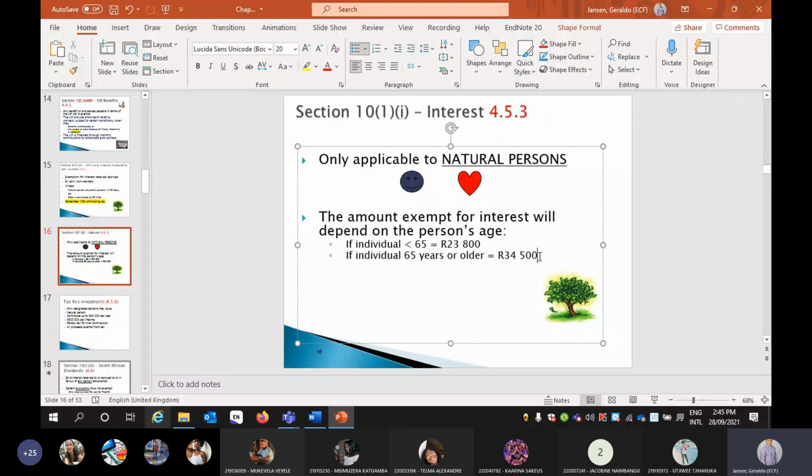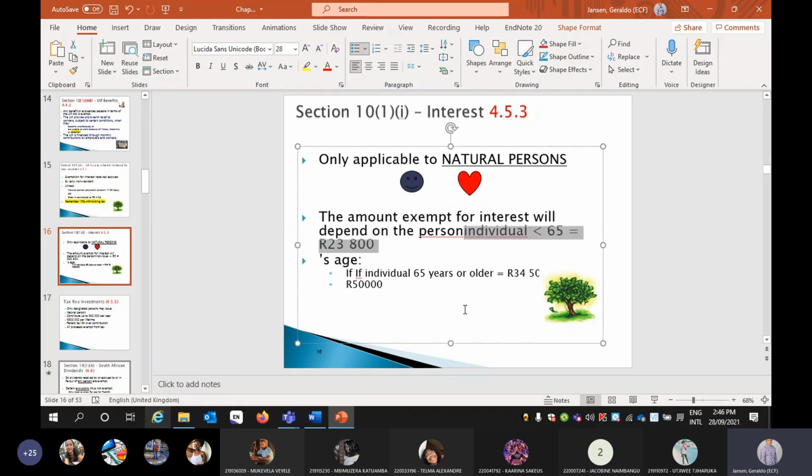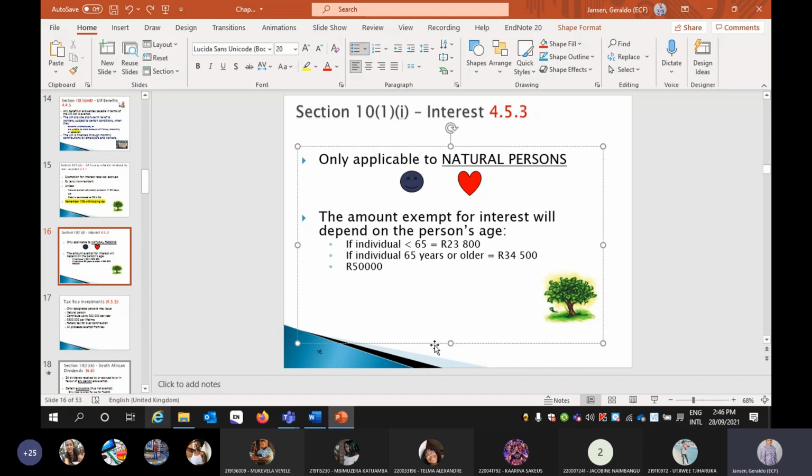Guys, let's quickly do an example because a lot of people get this wrong. In the test, I tell you, Mr. X got 50,000 interest. He's a resident, guys, and he is 19 years old. Then he obviously falls in this category. He's less than 65. Guys, what that means is you now have to say 50,000, but 23,800 will be exempted. Therefore, the rest, the difference between these two, the 26,200, I think, if I'm not mistaken, that will be taxable. This will still be taxable.